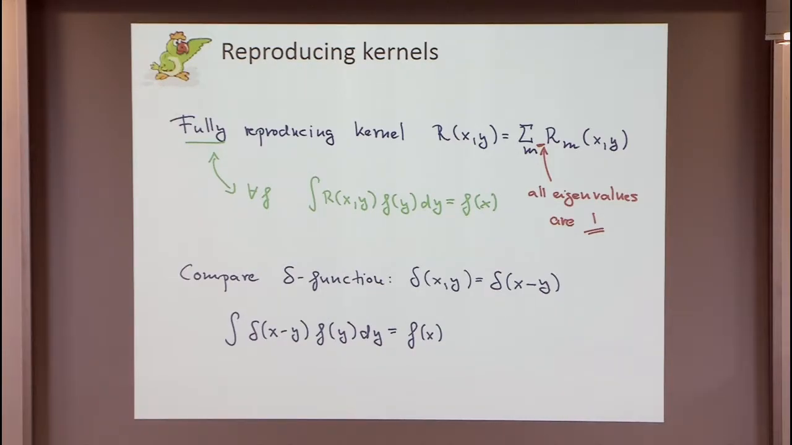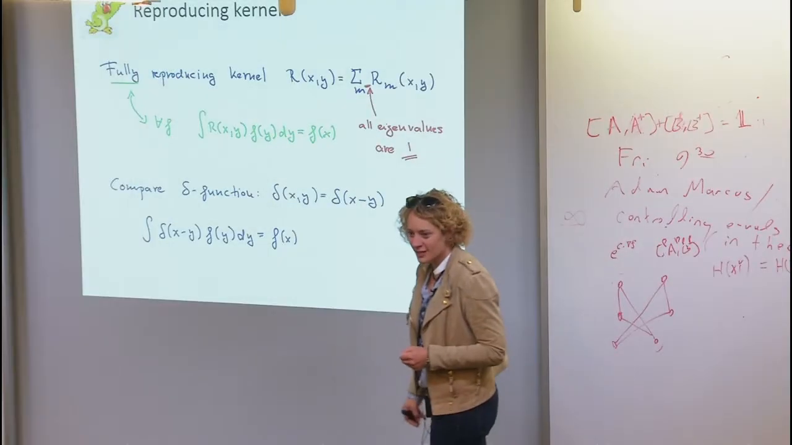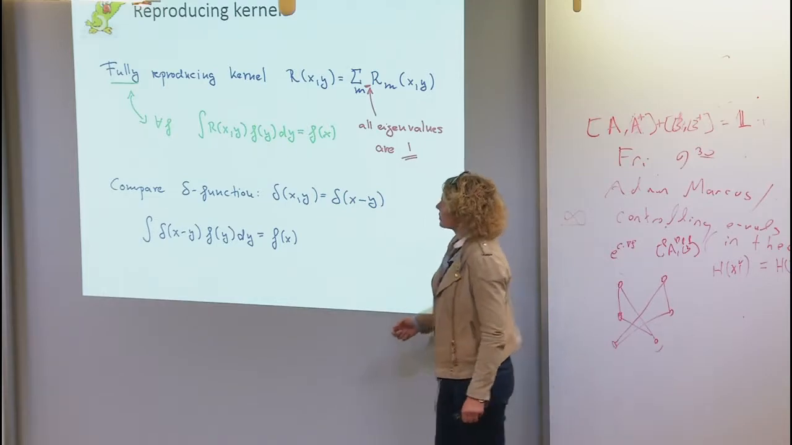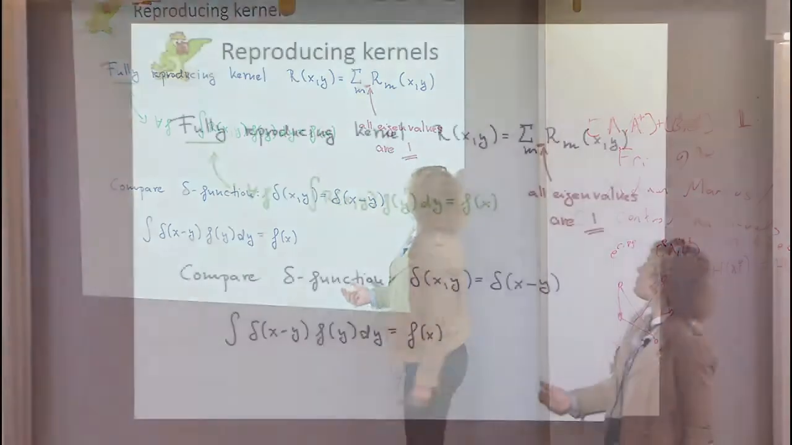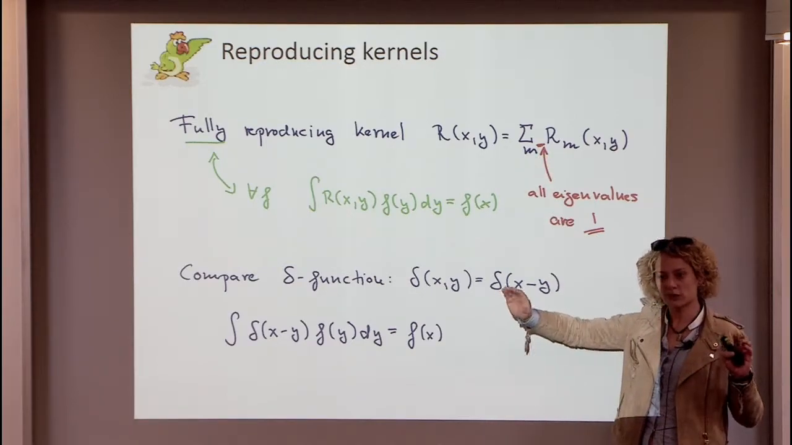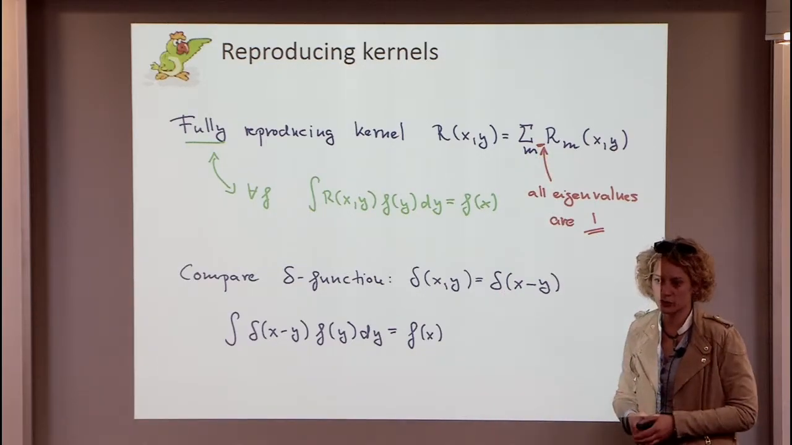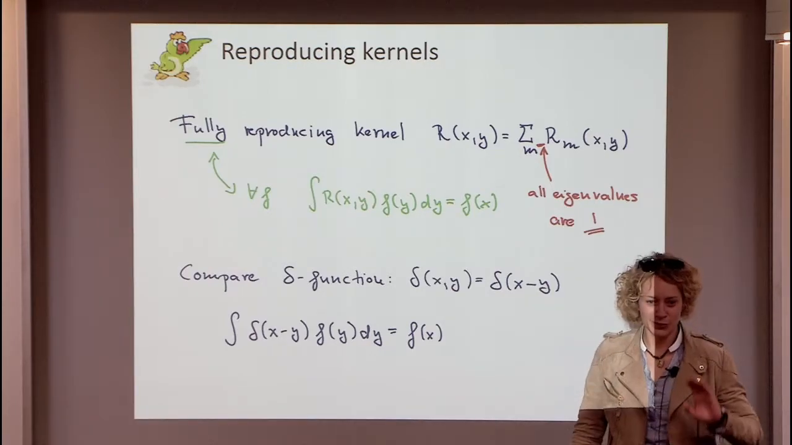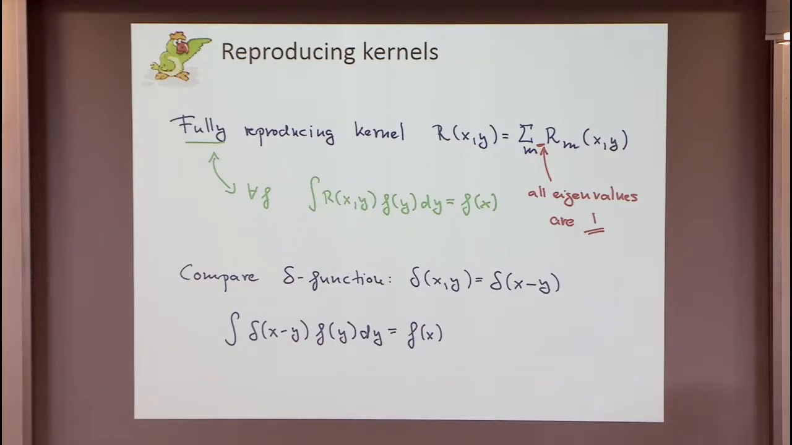I had said what the eigenvalues of a kernel are just one slide ago. So if we think about what the eigenvalues of this fully reproducing kernel are, these here are all 1. So it's completely flat. They're all 1, and this makes the kernel fully reproducing. This is something useful to keep in mind. So you can think of the sum over R_m as the delta function.